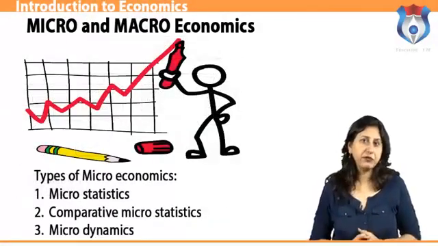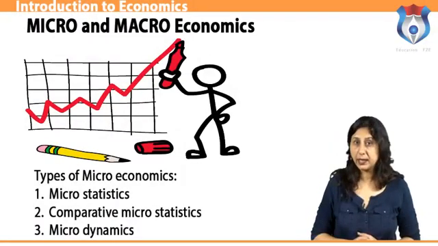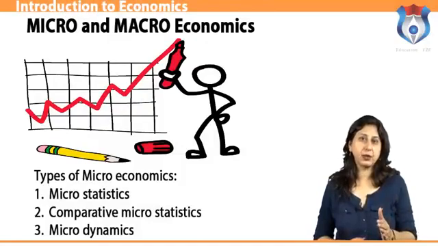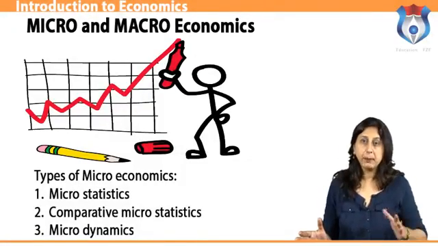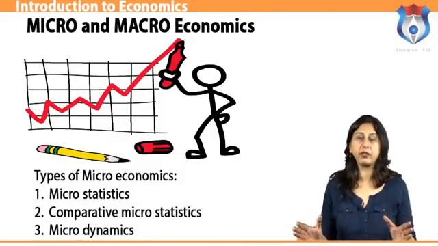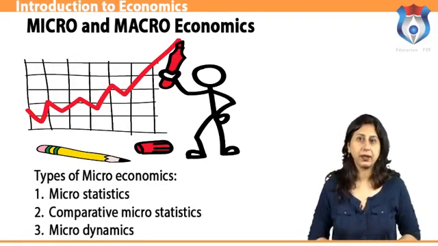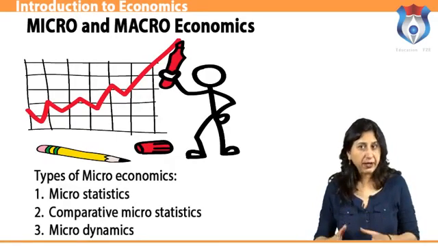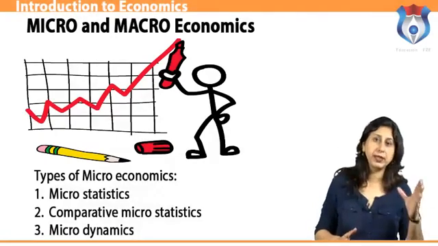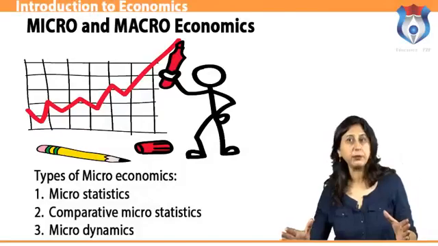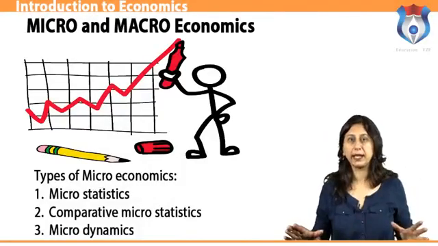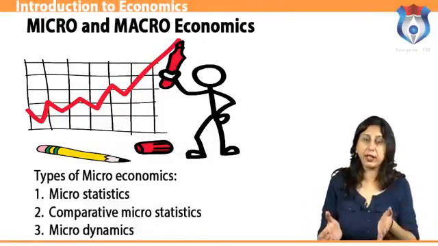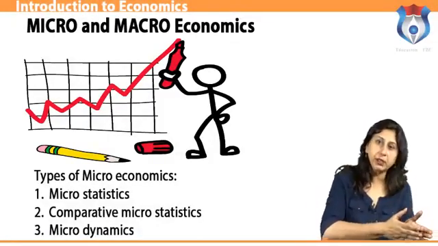There are certain types of microeconomics, such as microstatistics. It is that method of analysis which deals with relationships between two or more micro variables at a given time. Comparative microstatistics makes a comparative study of the relationship between the micro variables and equilibrium positions without explaining how the new equilibrium is attained or what happens during the transition from one equilibrium to another.